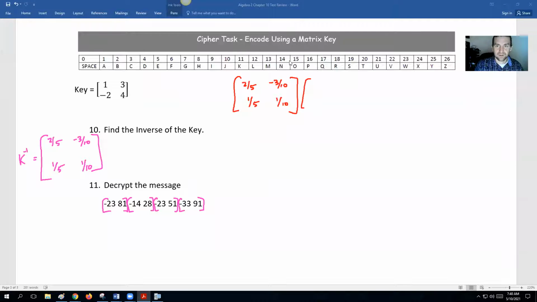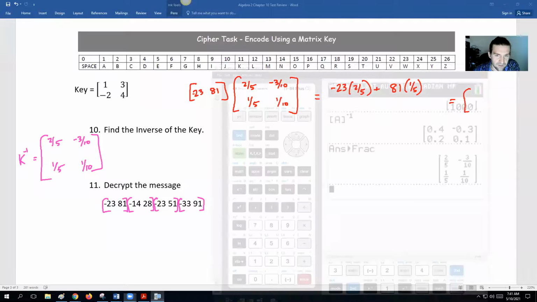All right, actually I got that backwards here. What we need to do is take the encrypted message, negative 23, 81, and multiply it by the key. Okay, so technically this is what we would do. We would take negative 23, 81, take the first row by the first column, so we'd have negative 23 times 2/5, plus 81 times 1/5. And let's see, what do we get for that first number there? Or we can use the calculator.